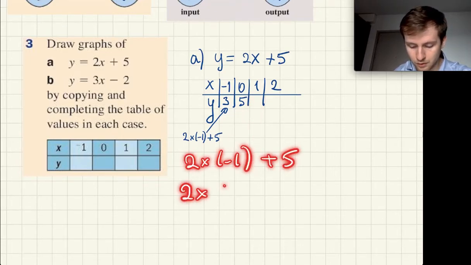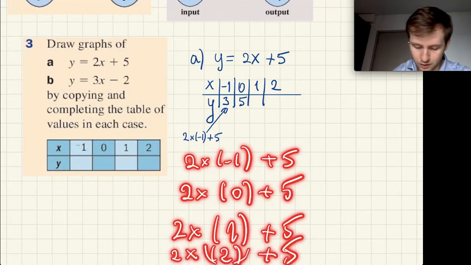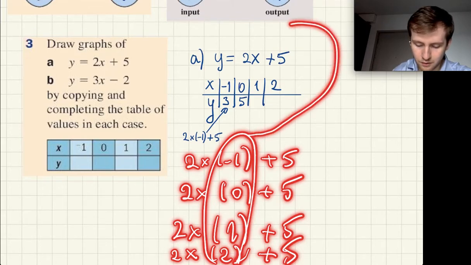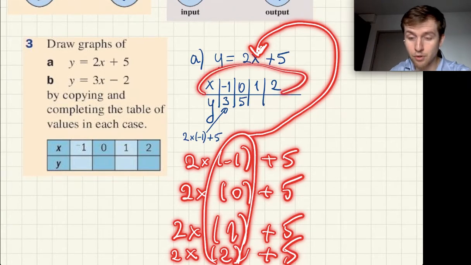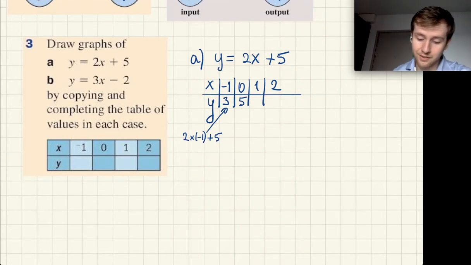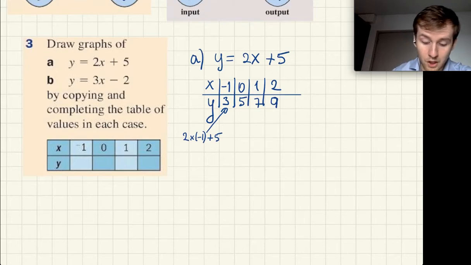Then we do 2 times 0 plus 5. And then we do 2 times 1 plus 5, and we finally do 2 times 2 plus 5. Normally this is x, right? But we change it depending on the value of x in this table. So the next one is going to be 2 times 1 plus 5 is 7, and 2 times 2 plus 5 is equal to 9. Okay, now we can draw the graph.